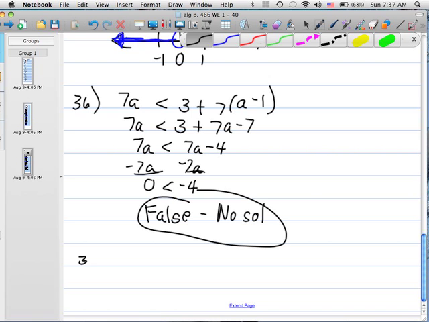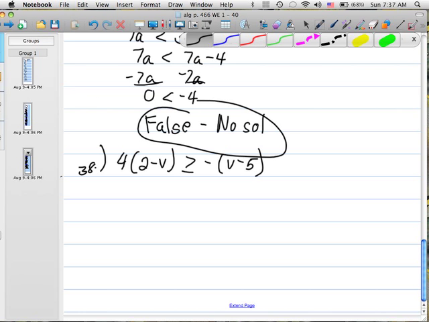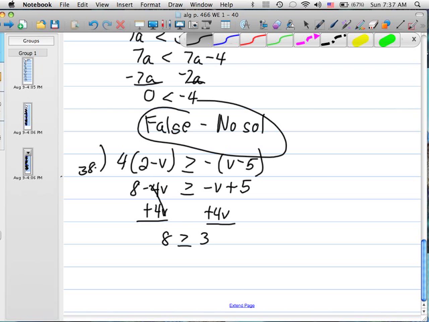And 38, we have 4 times the quantity 2 minus v is greater than or equal to the opposite of v minus 5. So we're going to get rid of the parentheses, use the distributive property. 4 times 2 is 8, minus 4v is greater than or equal to the opposite of this would be negative v plus 5. Get the v's on one side. I'm going to add 4v to both sides. So I have 8 is greater than or equal to 3v plus 5. Subtract 5.